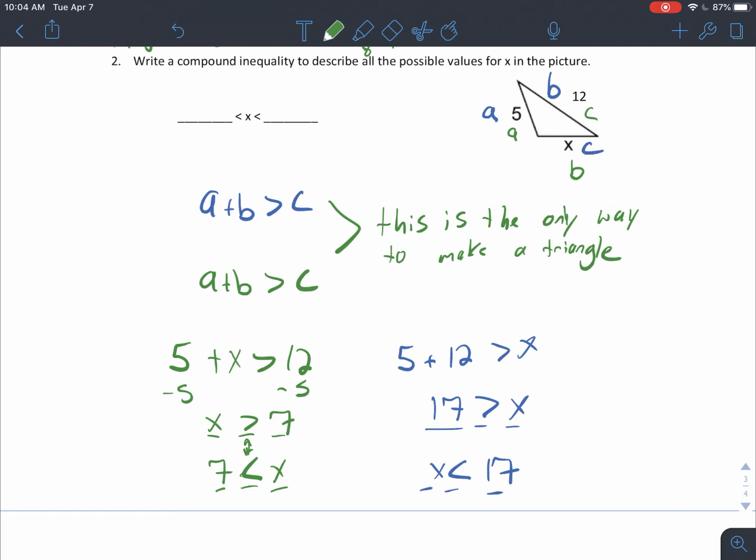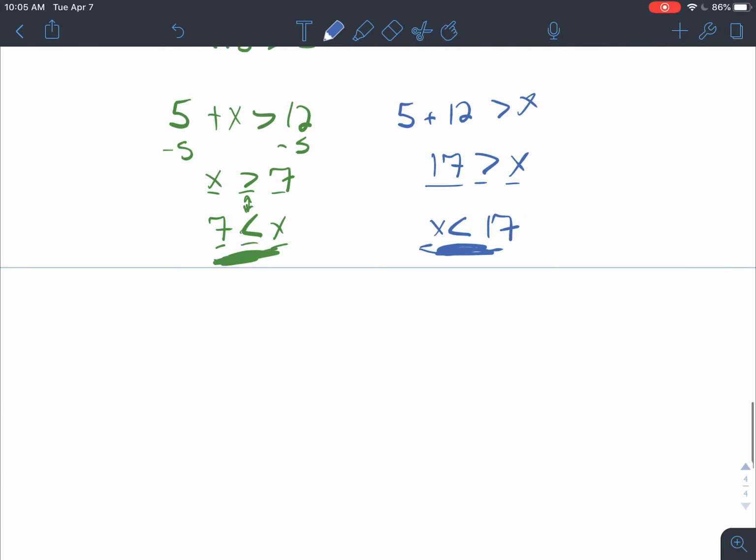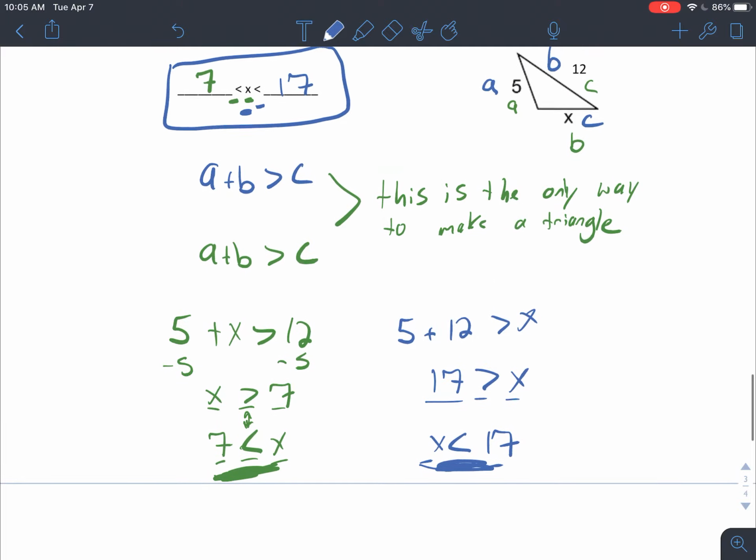So now it helps us to write it. So we have 7 less than X. And then we also have X less than 17. And that's how you would do that question. All right, and that's all the notes.